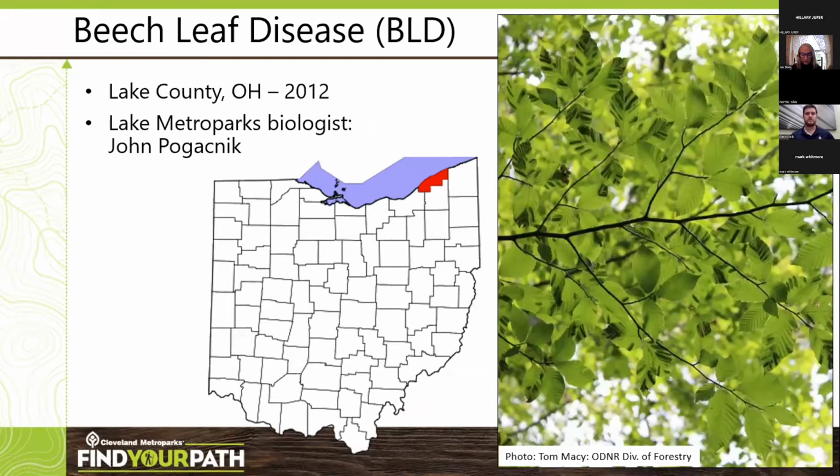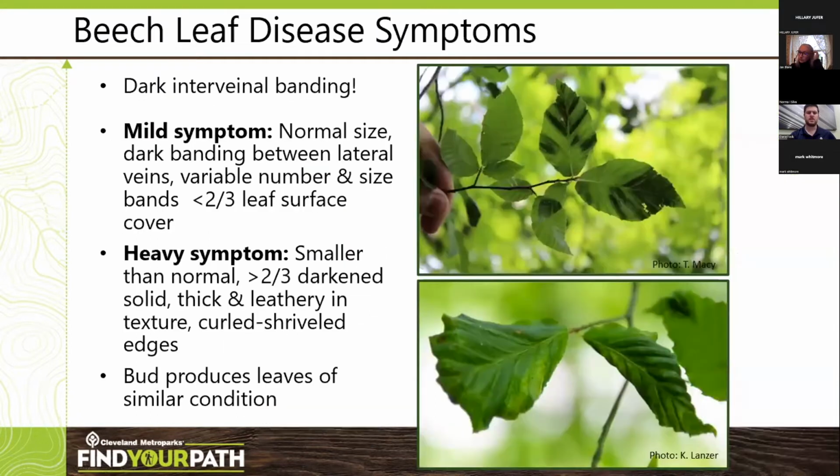So beech leaf disease was first found in 2012 in Lake County, Northeast Ohio, by Lake Metro Parks biologist John Pogachnik. And he noticed these odd banding patterns that were showing up on beech leaves that didn't seem to go away after just a few years. The first symptoms that he noticed were these dark interveinal banding patterns. What we call mild symptoms typically cover about 2/3 of the leaf surface or less. These leaves tend to be normal in shape and size, with just a few dark bands.